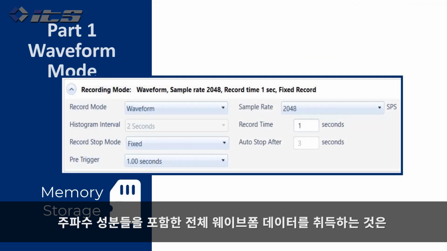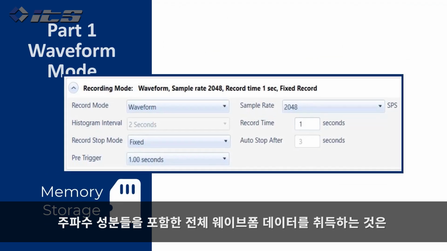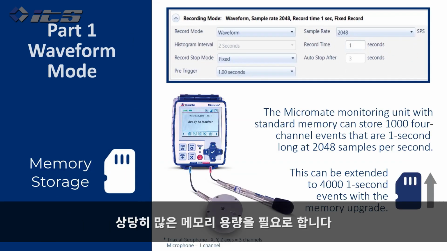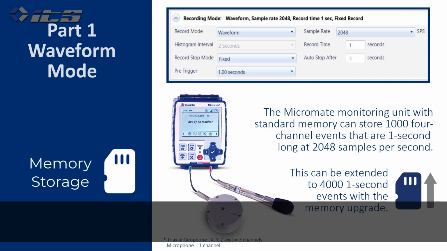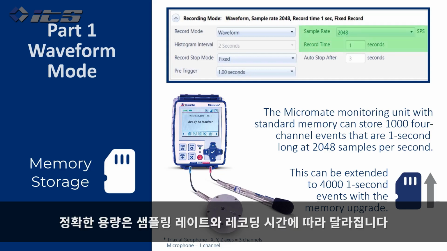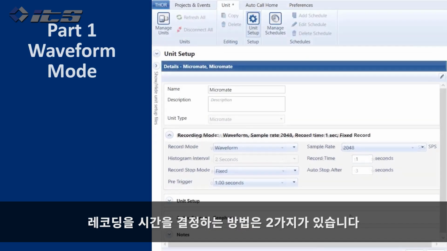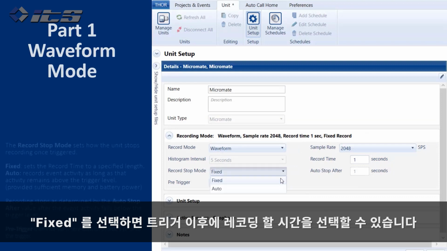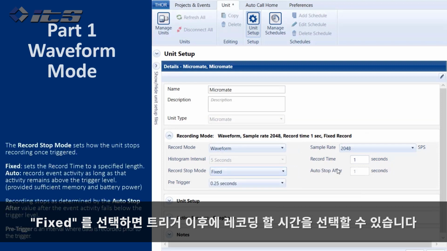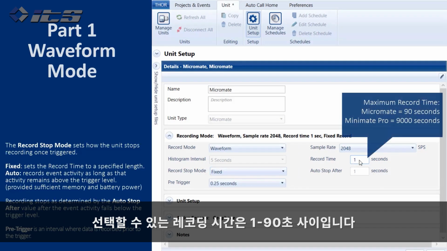Retaining the entire waveform with its frequency components requires a relatively high amount of memory storage space. The exact amount depends on the sample rate and the record time. Record stop mode has 2 settings. When fixed is selected, you can decide how long the unit will record once triggered. The record time is between 1 and 90 seconds.